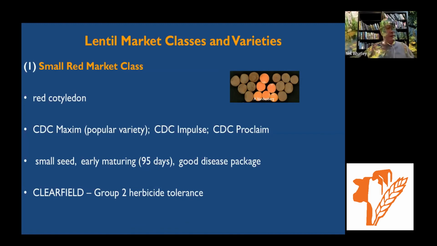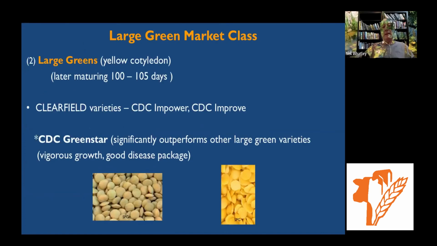Now we're getting into group 2 resistant weeds. So people are putting down ethalfluralin (Edge) in the fall, using some of the new group 14 and group 15s in the spring. So large green market class is the second most popular lentil in Alberta and on the Canadian prairies. These are large greens. They have a yellow cotyledon, yellow inside. They're a little later maturing, about 100, 105 days, so about the same as wheat and canola.